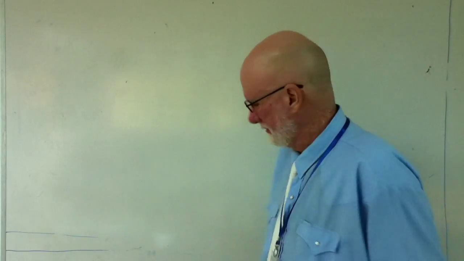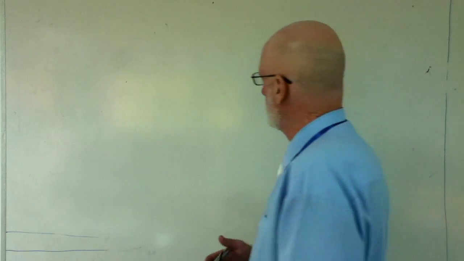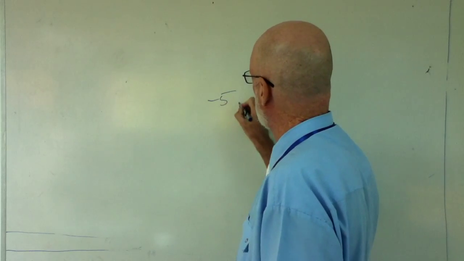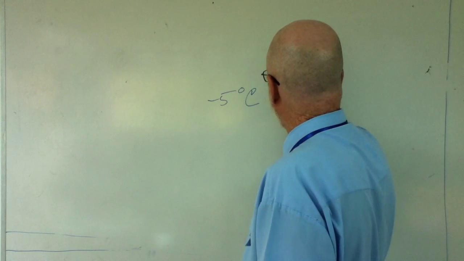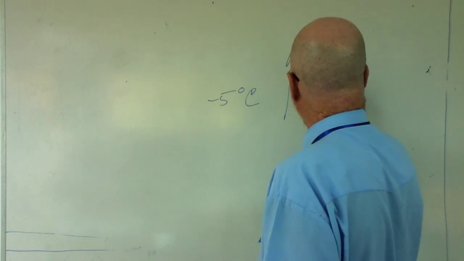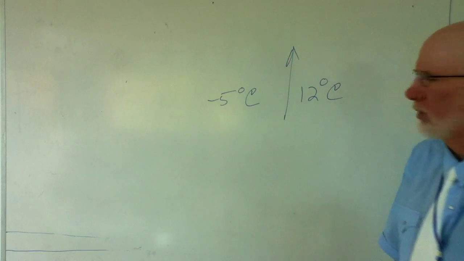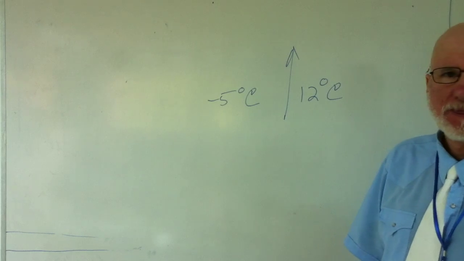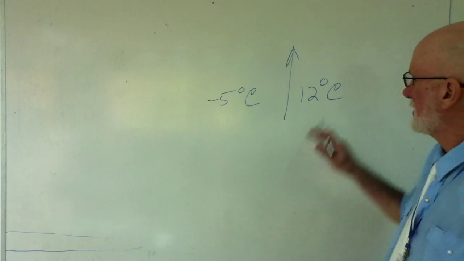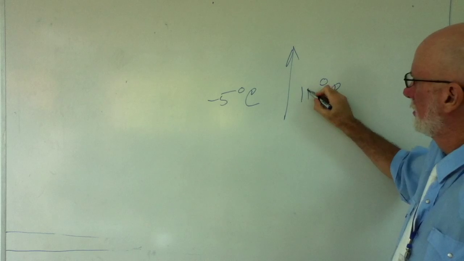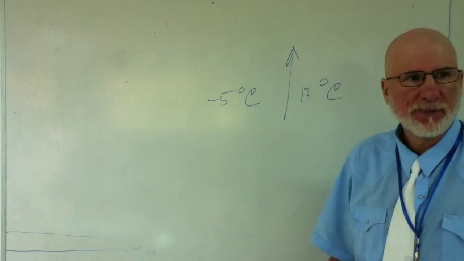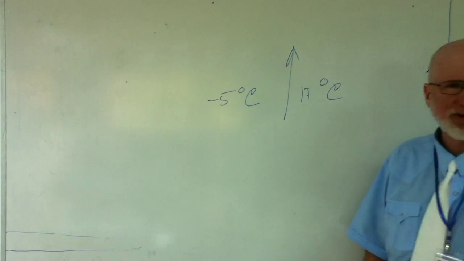Really? Negative 5 degrees Celsius. Temperature's gone up 12 degrees. No, 17. So what do we got? 17 degrees. It went up 17 degrees. Oh, went up 17. Oh, sorry. And the answer is 12. Oh, the answer's 12. Sorry. Don't give away the answer. Write down the question.